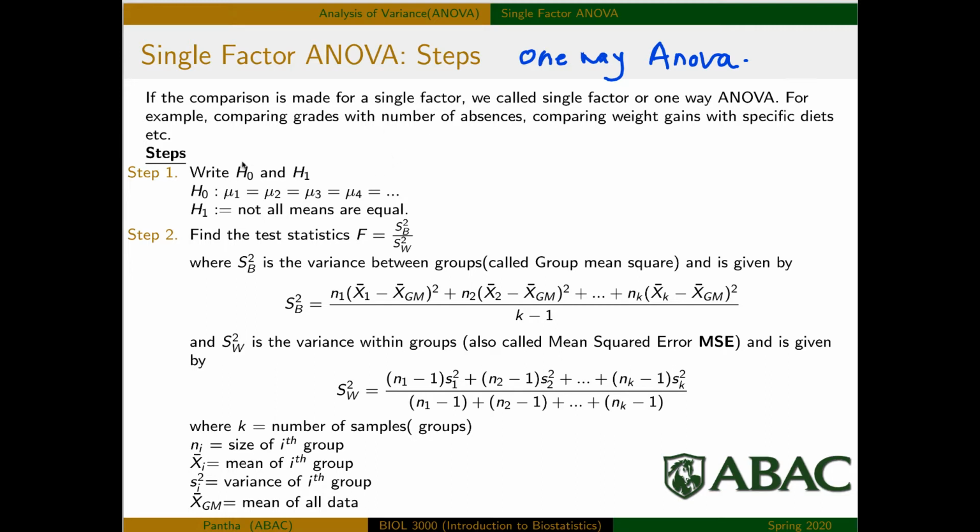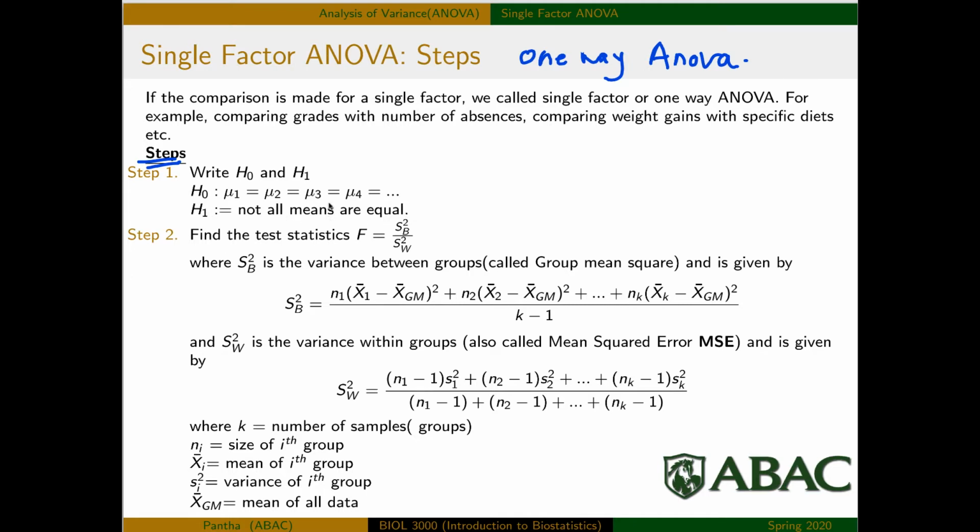So what are the steps to perform one-way ANOVA? Number one is write H0 and H1. What is H0? H0 is mu1 equals mu2 equals mu3 equals and so on, meaning all the populations have the equal mean. That is H0. And H1 is not all means are equal.